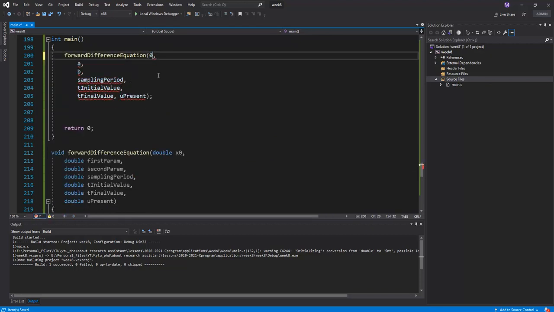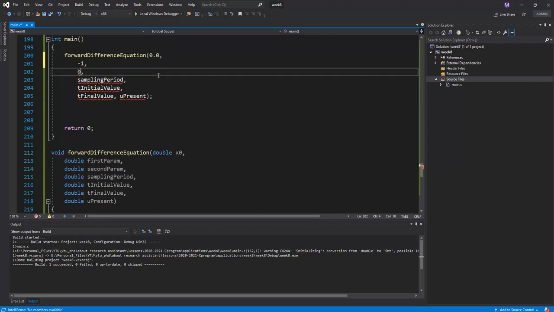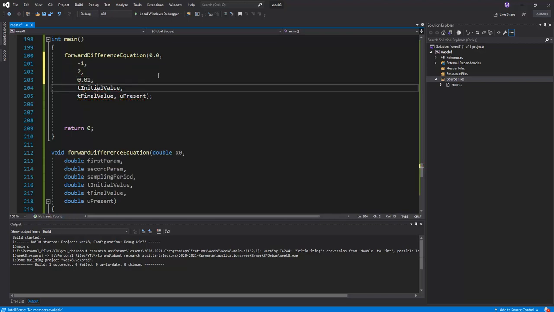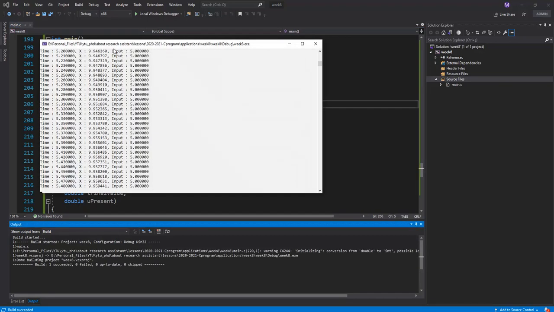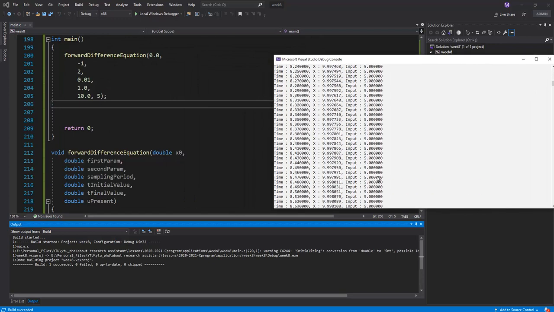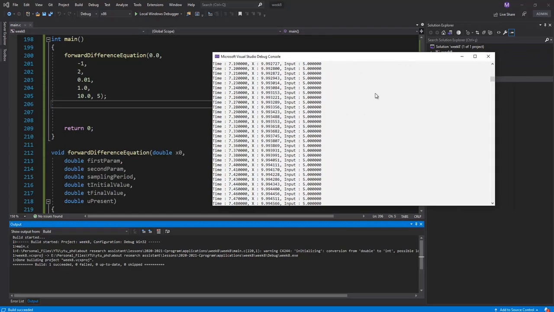x0 is equal to what? 0.0, and so the first parameter is -1 and b is equal to 2, and the sampling period is equal to what? 0.01, and the initial value, for example, 1.0, and so the final value is 10.0 times, and the present value is equal to what? 5. And so if you run this program with different parameters, the code gives us different solutions.